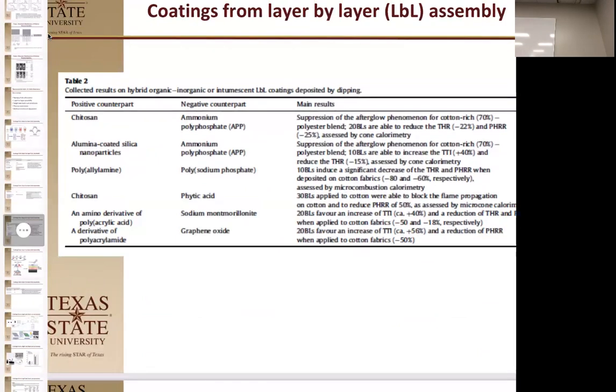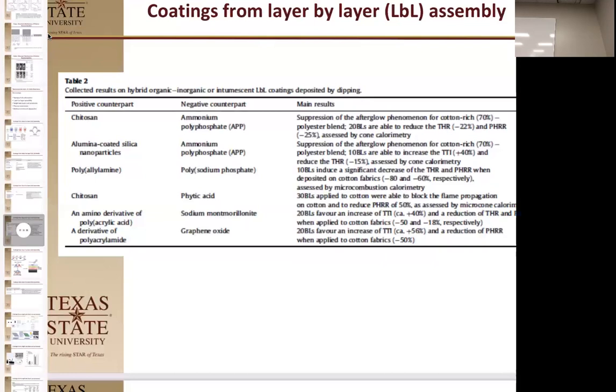So in the aluminum phosphate lens and the Kaizen, right here, they see a suppressed glow, they see a lower peak reduction, and that's in a polyester, cotton-rich polyester. So it's mostly cotton, a little bit of polyester, but they saw reductions using that kind of mixed materials. The aluminum-coated silicon nanoparticles, again, are making delayed ignition and decreased heat release. The phosphate system was deposited just on cotton fabrics and decreased it.